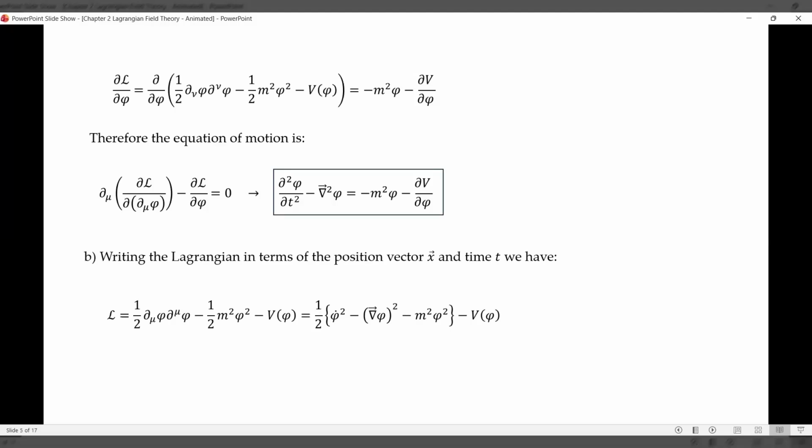In part B, we are asked to find the canonical momentum density, P of x. To do that, we first write the Lagrangian in terms of the position vector x and time t. When we take derivatives, we get this expression: 1/2 (phi dot squared minus the gradient of phi squared) minus m squared phi squared minus the potential.